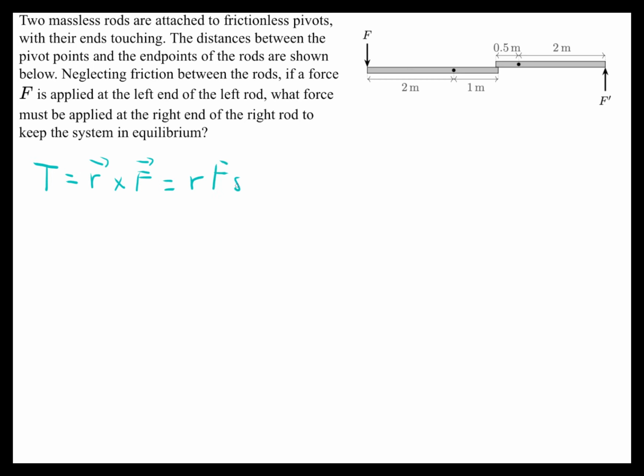times the sine of the angle between the two vectors. In this case, the angle between the force and the rods are both 90 degrees. So the sine of 90 degrees is simply going to be 1. So we can ignore the sine term, and this is simply going to be equal to the radius times the force. And let's say that is the torque that this one is going to exert.